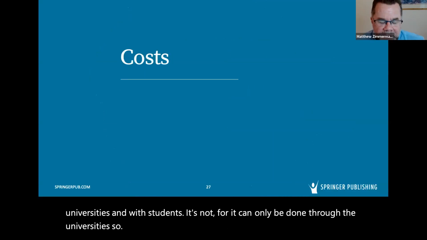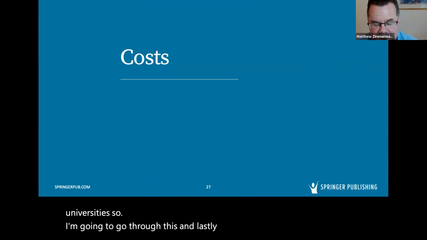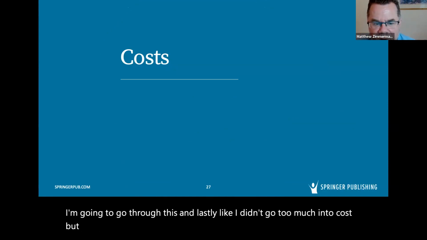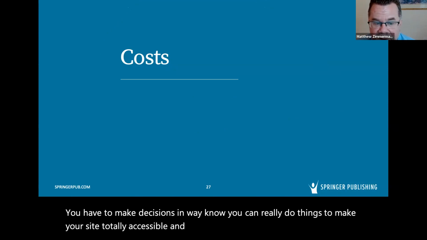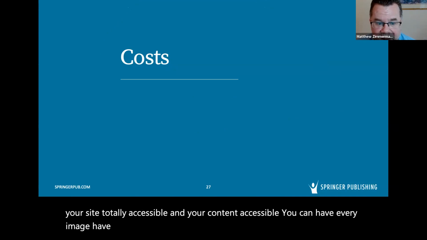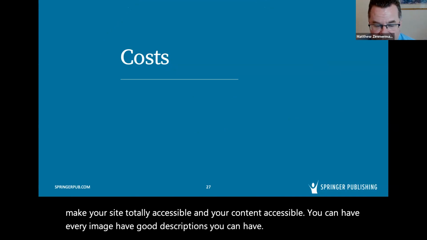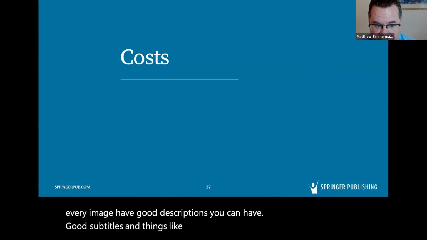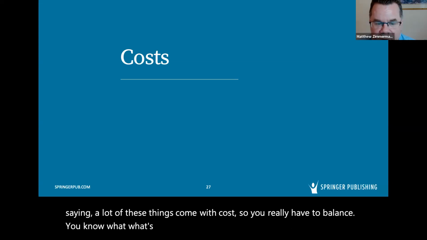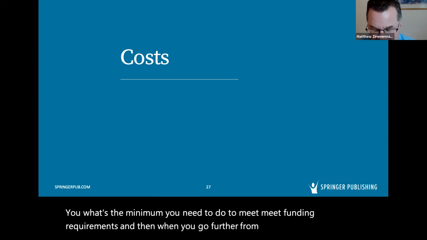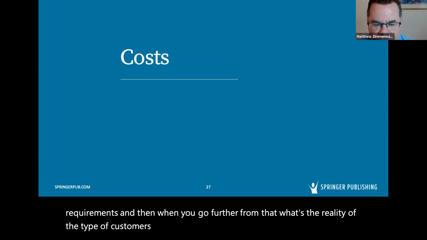And lastly, I didn't go too much into costs, but I think this is where you have to make decisions. You can really do things to make your site totally accessible and your content accessible. You can have every image have good descriptions. You can have good subtitles and things like that. But as our other presenters were saying, a lot of these things come with costs. So you really have to balance what's the minimum you need to do to meet funding requirements. And then when you go further from that, what's the reality of the type of customers that will be using your text.